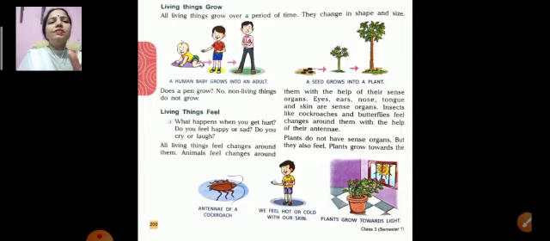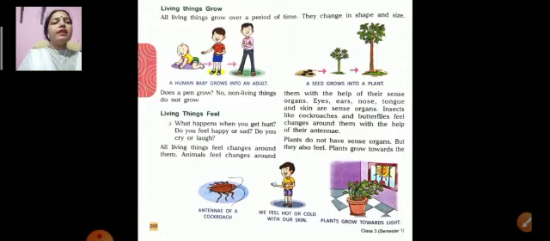All living things feel changes around them. Animals feel changes around them with the help of their sense organs. Eyes, ears, nose, tongue and skin are sense organs. Insects like cockroach and butterfly feel changes around them with the help of their antennae. Plants do not have sense organs, but they also feel.